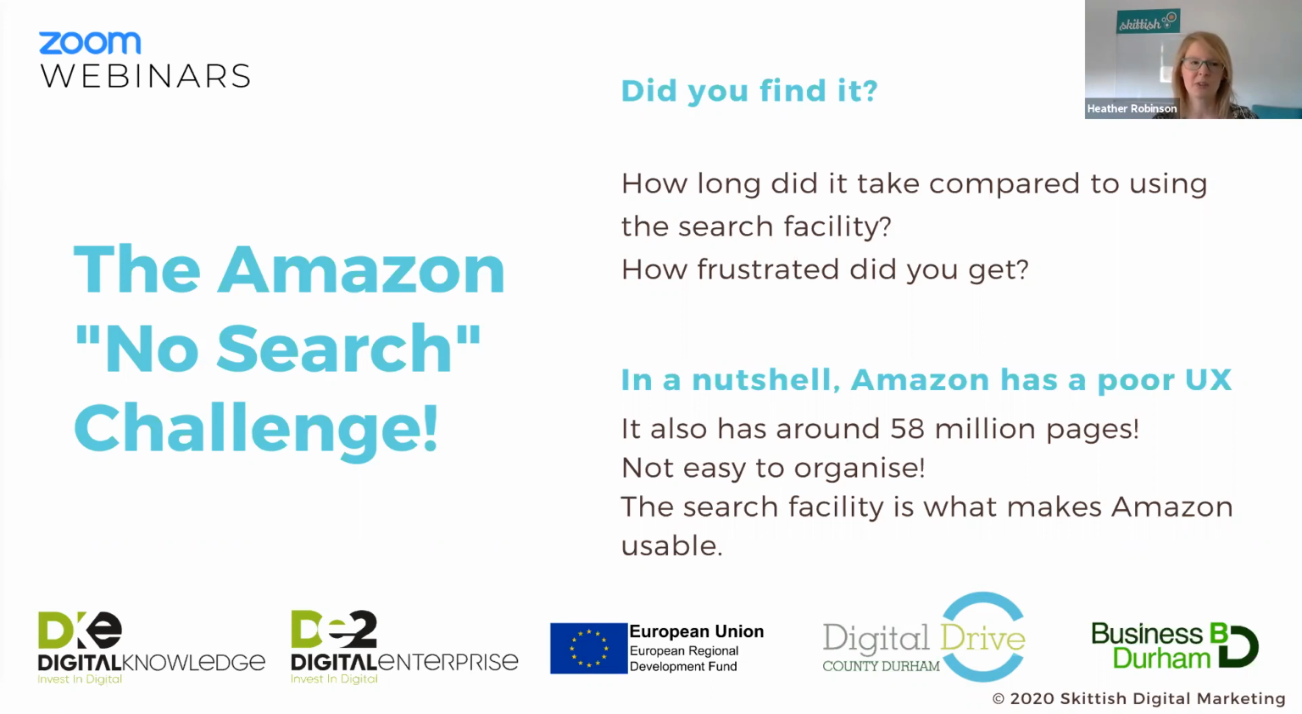And the kind of message with this is that even a huge website like Amazon, a massive company, their user experience is really poor without the search box. The only way they get away with it is because there's a search box on there, which makes it easy. In their defence, they do have around 58 million pages on their website, and they're just the ones that Google's found. So they've got a lot of information to organise and make it easy for people to find things.